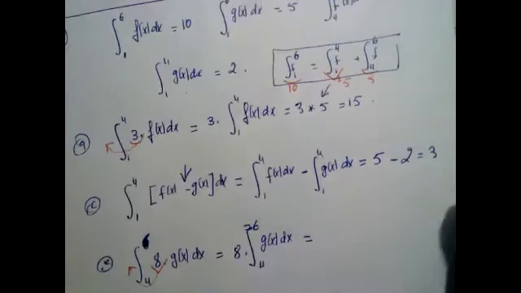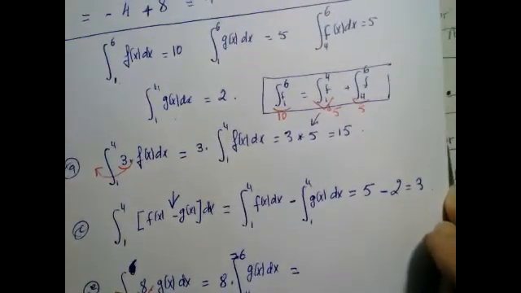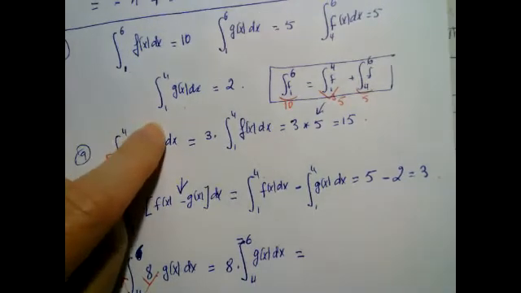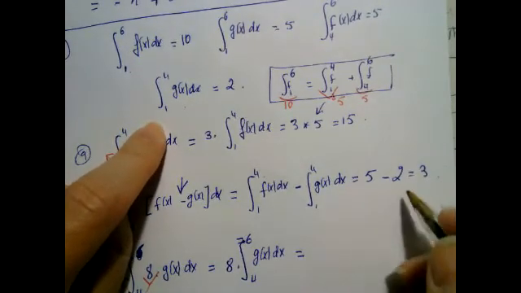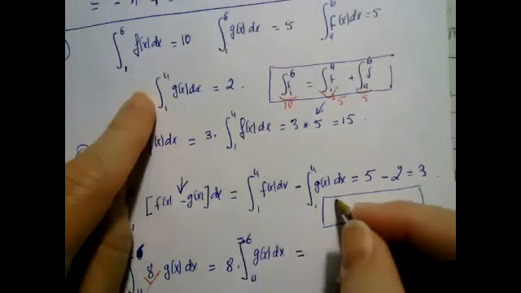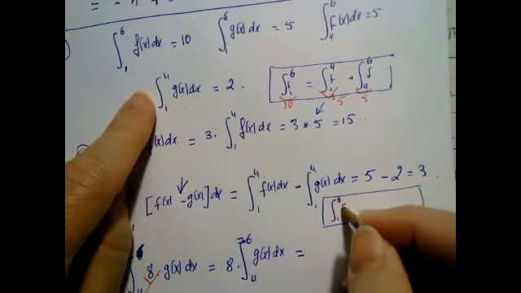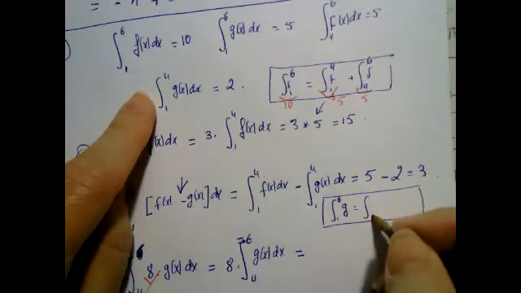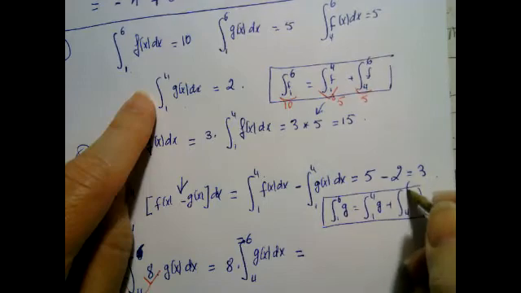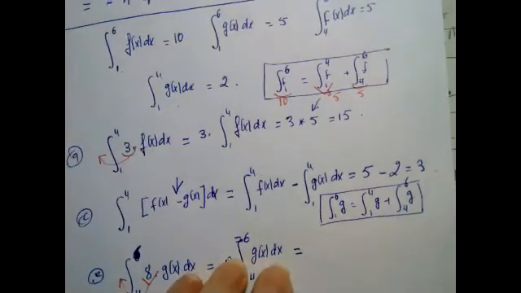Okay. Now, let's see, 4 to 6 of g, I don't have it. So I have to find the integral from 4 to 6. Again, I will do the same thing I did a minute ago. The integral from 1 to 6 of g is the integral from 1 to 4 of g plus the integral from 4 to 6 of g.